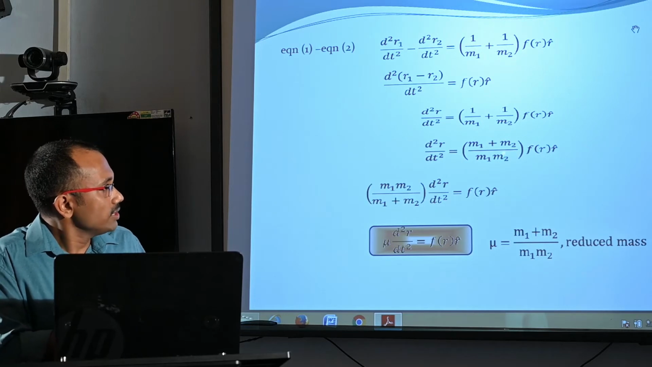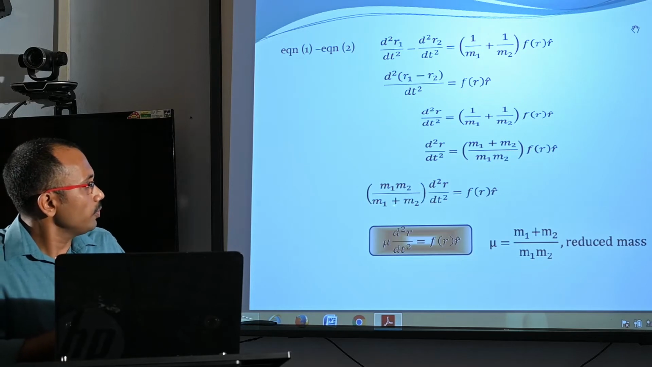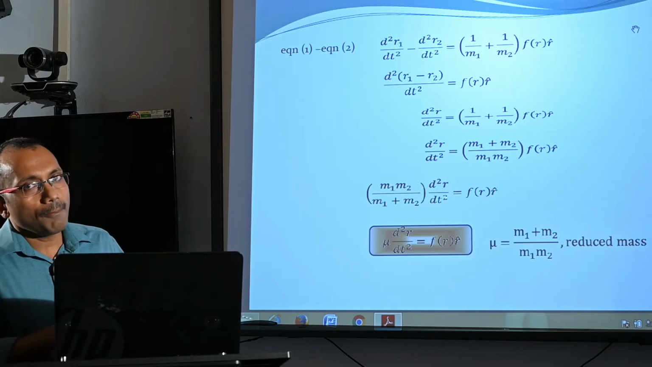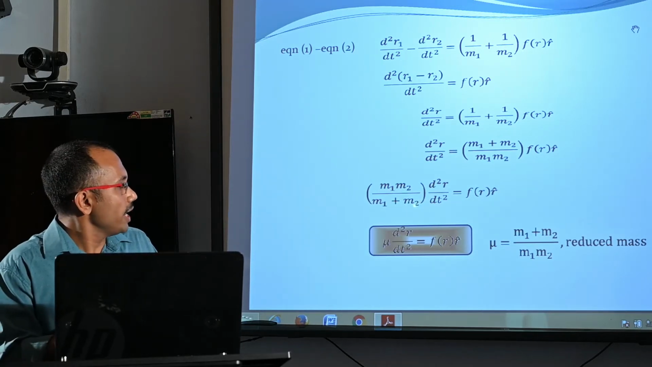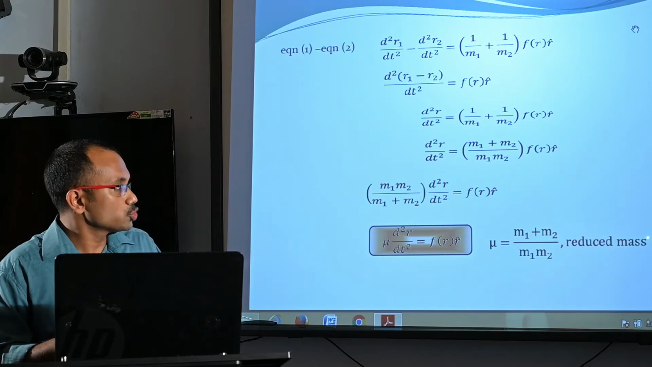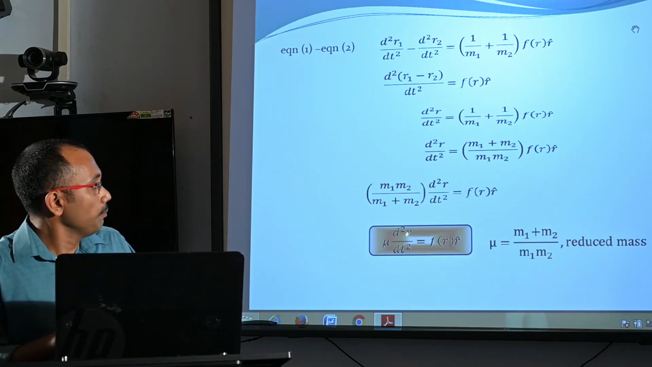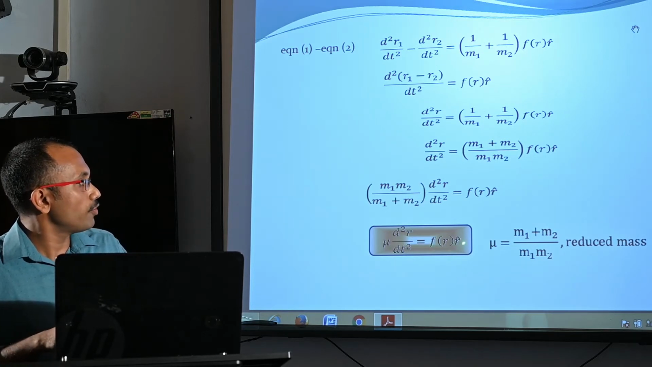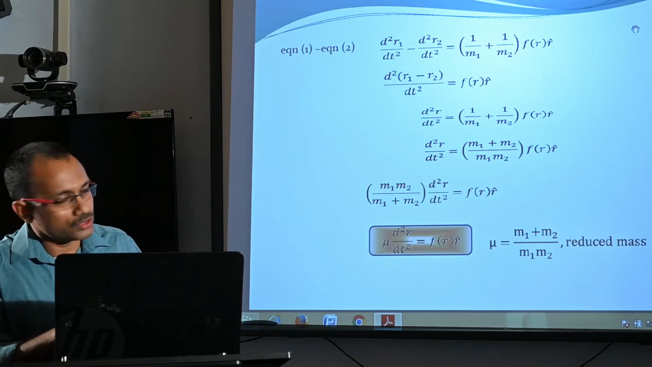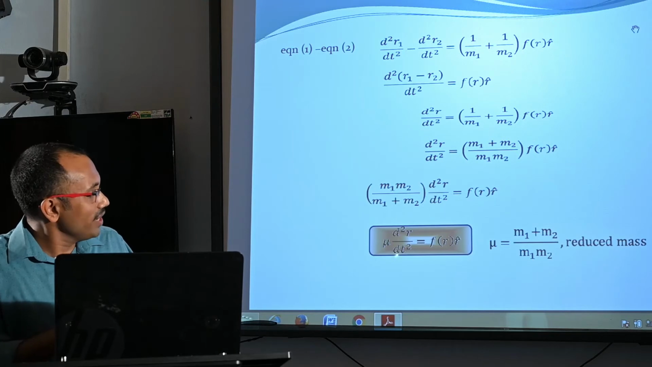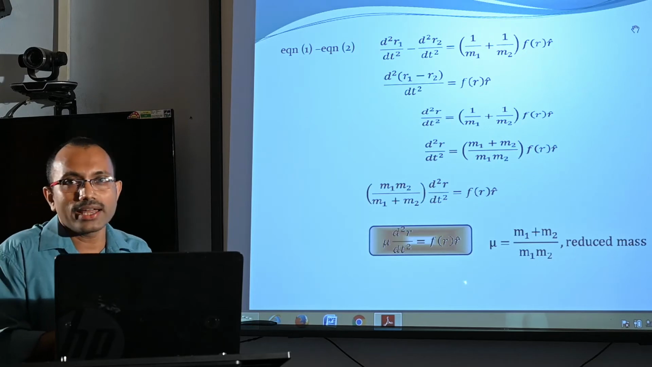Then I am bringing this term to the left hand side of the equation. So, I can write m1 m2 divided by (m1 plus m2), d²r/dt², is equal to f(r) cap. This m1 m2 divided by (m1 plus m2) is the reduced mass, and I am using the letter mu for that. So, I can rewrite this equation as mu d²r/dt² is equal to f(r) cap. You can see this is simply the equation of force, F equal to ma, where m is mu, the reduced mass, d²r/dt² is the acceleration, and f(r) cap is the force.